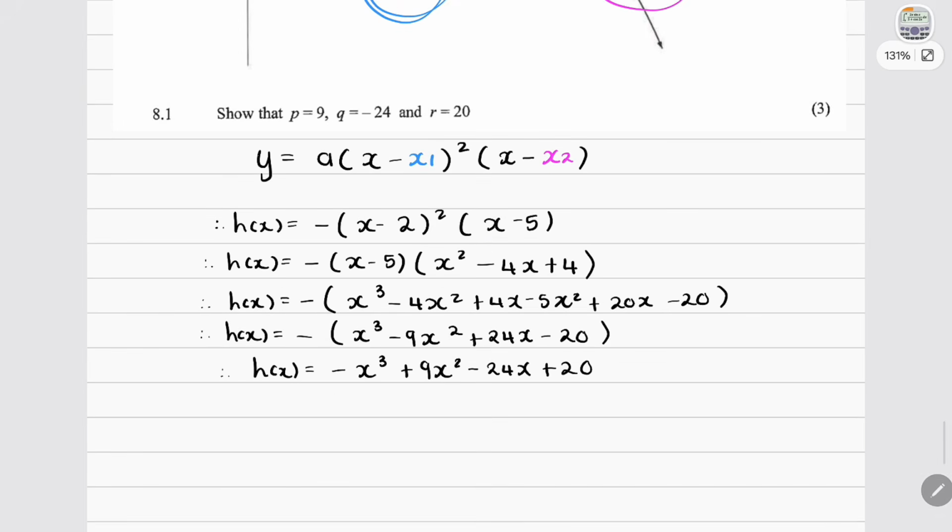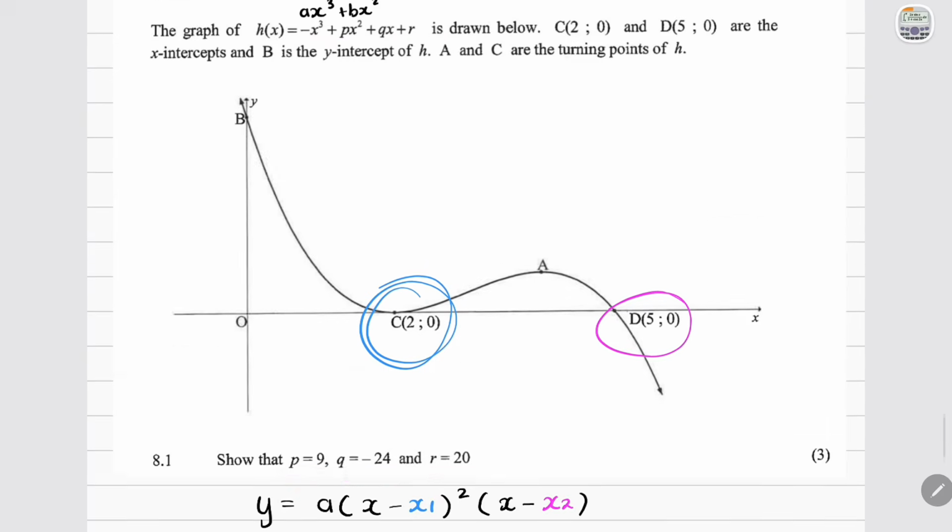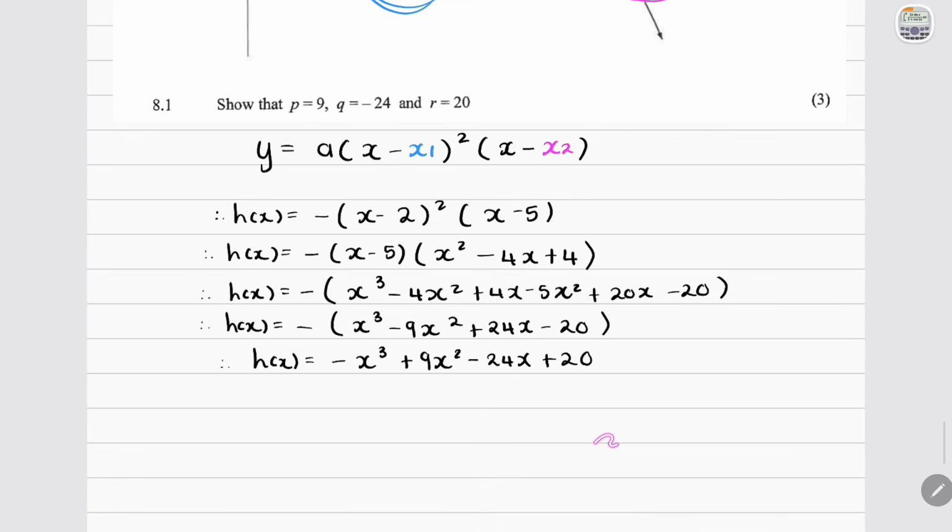And now just verify that it's all correct. So you have the positive 9 being P, you have the negative 24 being the Q, and the positive 20 being R. So there we go. That is our answer. Moving on to the next question.